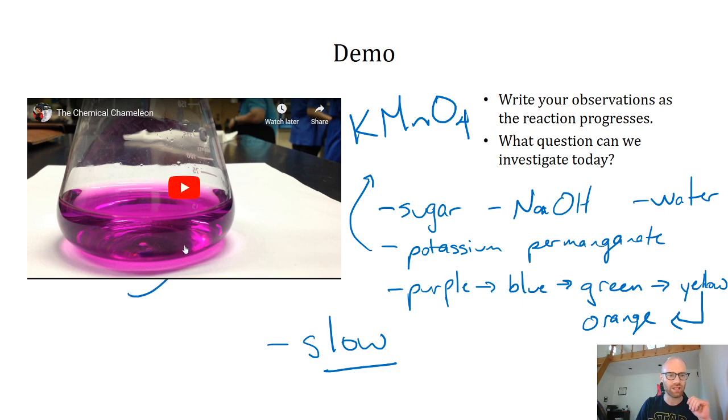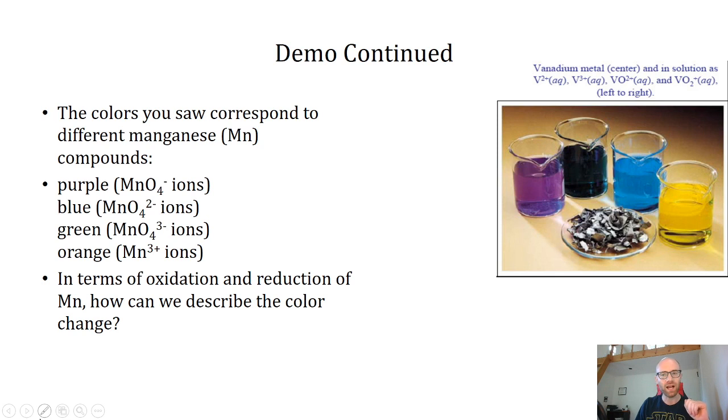I'm actually curious, can I? Nope, I cannot draw on videos. Anyway, the colors you saw do correspond to different manganese compounds. If we're going to tie this into redox, obviously we're seeing a color change, and that color change indicates chemistry is going on, but what chemistry is going on? Is the manganese getting oxidized or reduced?